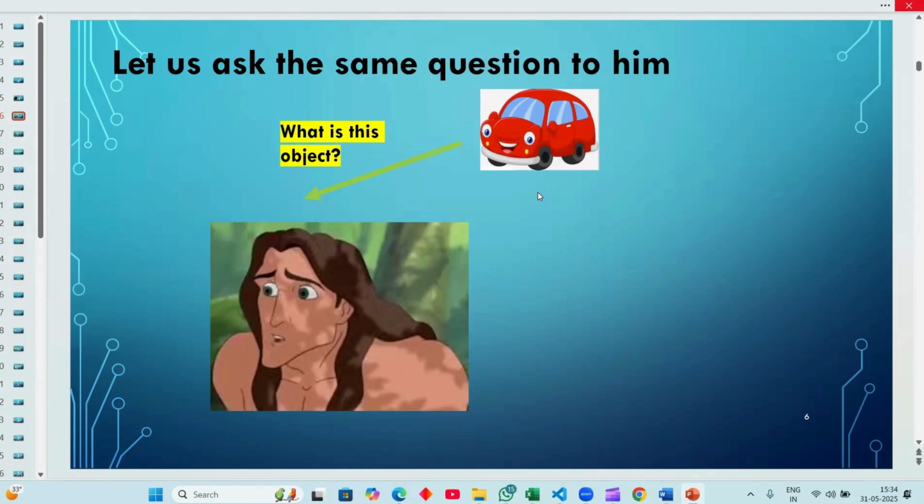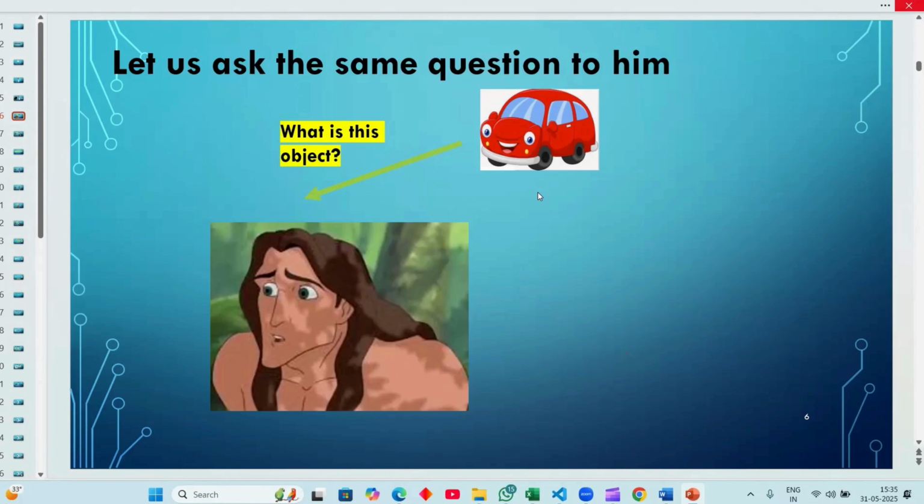Now let us take a Mowgli example. We have a jungle person, in simple terms the earliest inhabitants, we call them ancient people. Let us move into the ancient period and ask what is the object. They couldn't recognize the object. They didn't know the color red or the structure. They would be totally confused about what we are showing and asking.